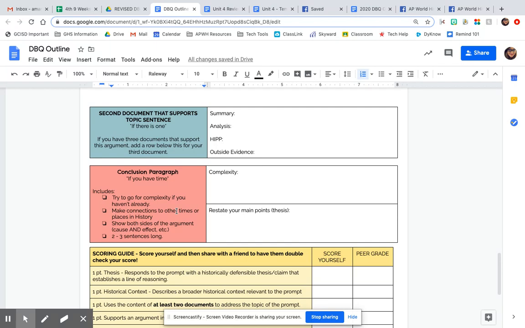This really needs to be done multiple times throughout your essay, but if you know that you haven't really done a good job of showing complex understanding throughout the essay, you can try to include it down here at the conclusion paragraph, and then you'll just restate your main point.